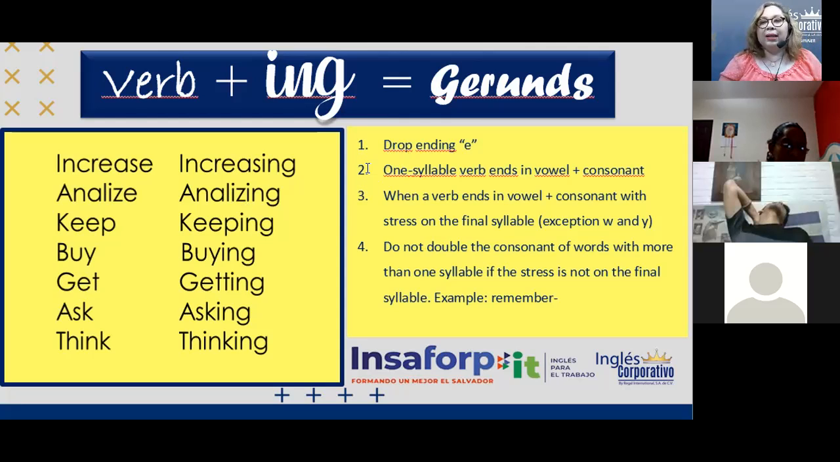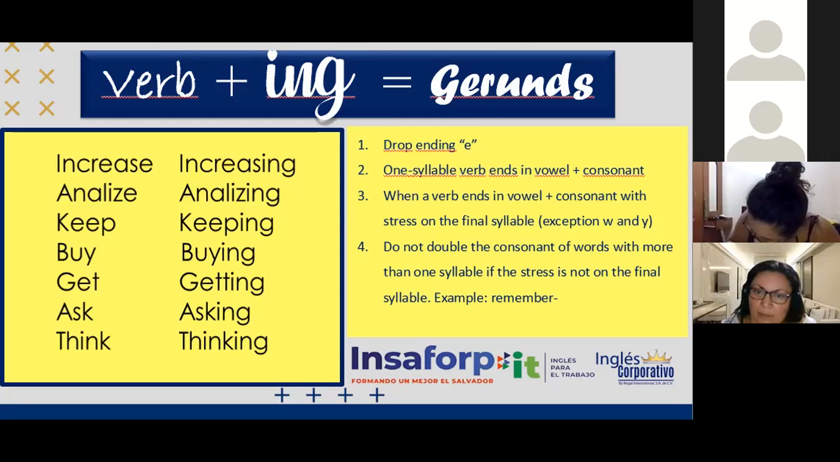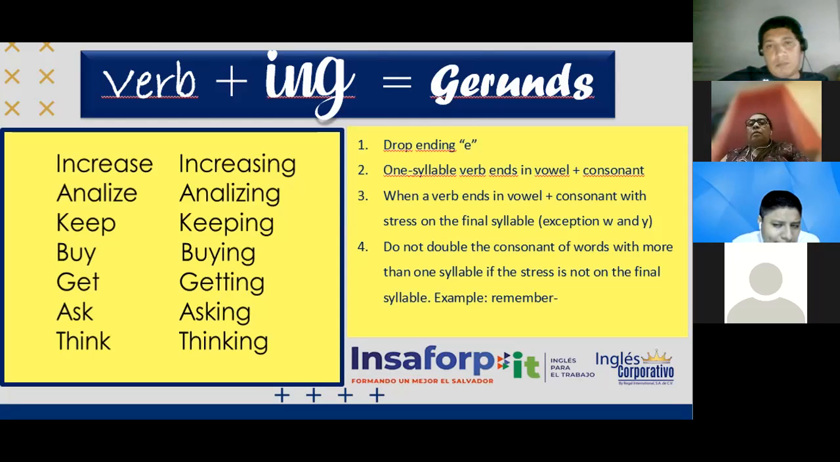Esa sería la primera regla. Second rule, la segunda regla. Hablando de los verbos que solo tienen una sílaba y que terminan en una vocal y una consonante. Ese es número dos, vowel and consonant, miren, get. Solo tiene una sílaba, termina en una vocal acompañada de una consonante. Entonces voy a doblar la consonante, getting. ¿Vamos bien hasta la número dos? Yes, teacher. Ok. ¿Todos vamos bien?